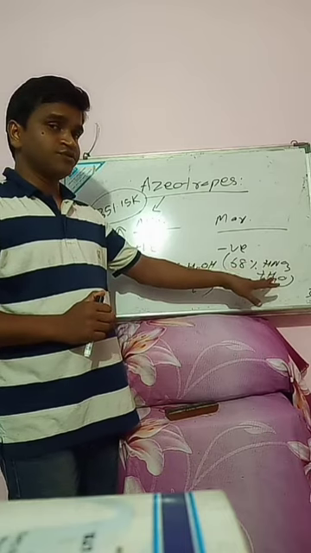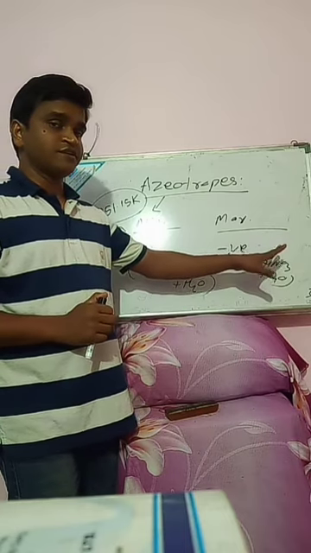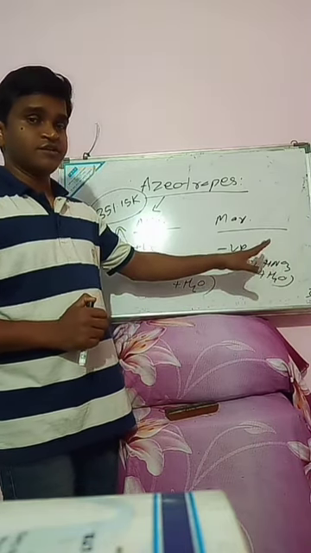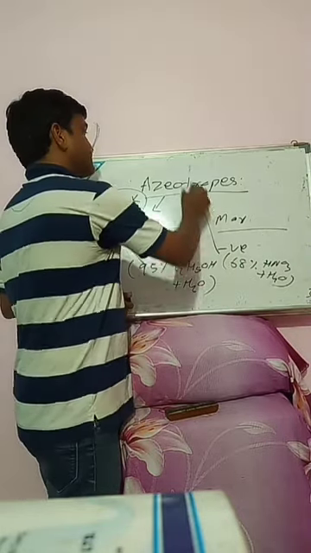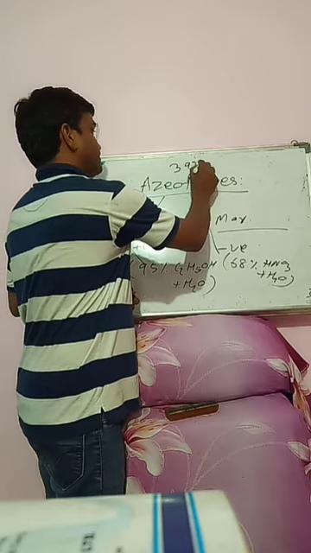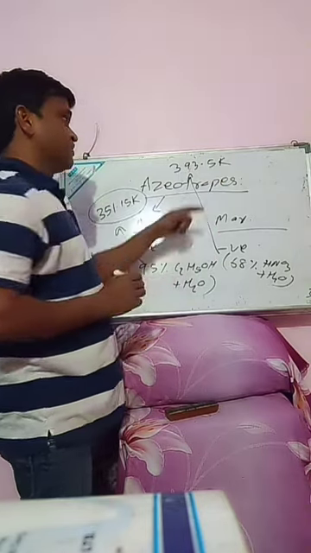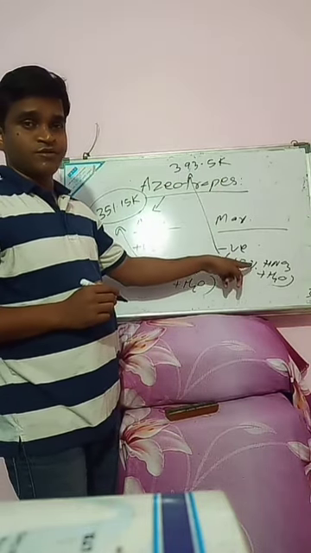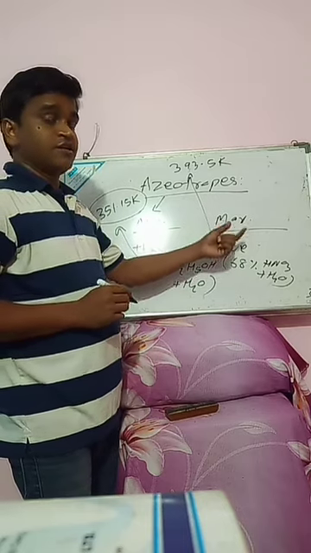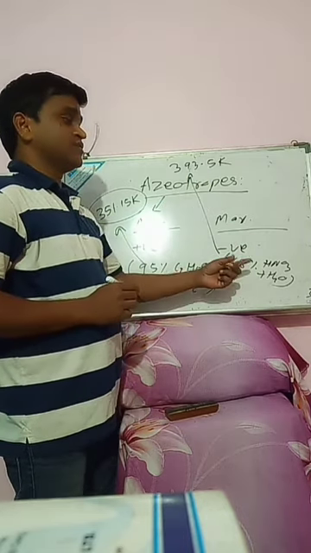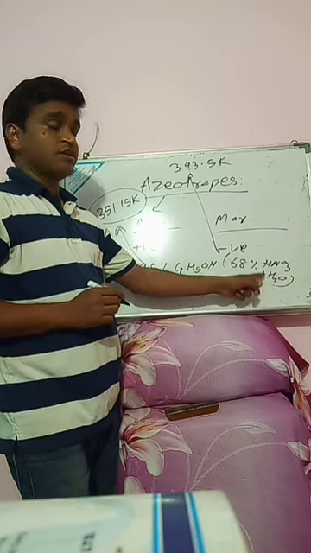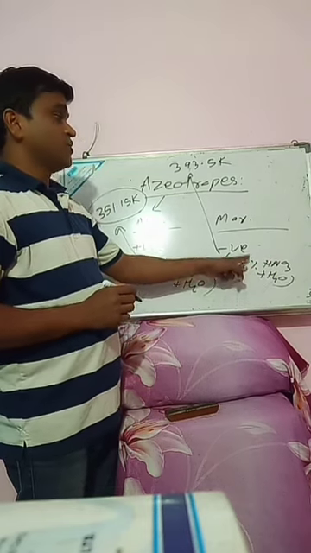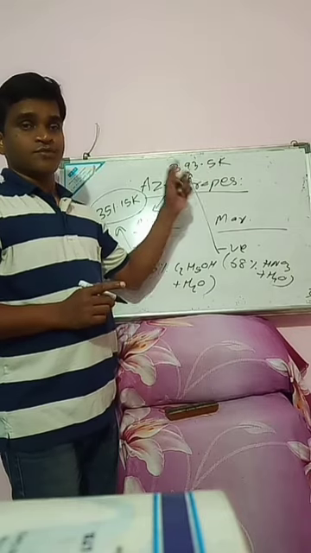But at this composition, that is 68% nitric acid and 32% water, this mixture has a boiling point 393.5 Kelvin. That is, the boiling point of this azeotropic mixture is greater, or its maximum, than the boiling point of the individual components, that is nitric acid and water. For why? This is called maximum boiling azeotropes.